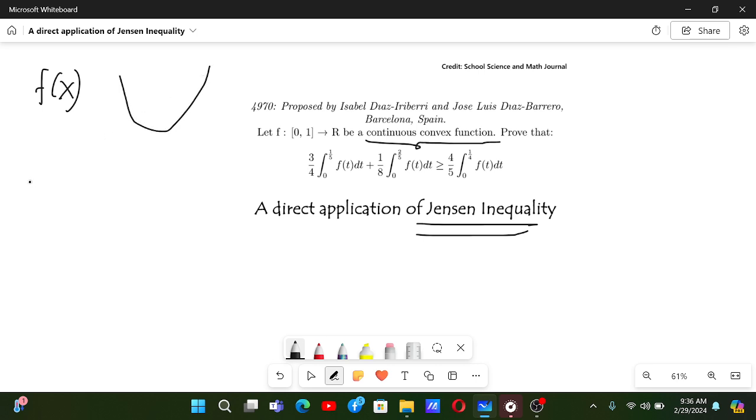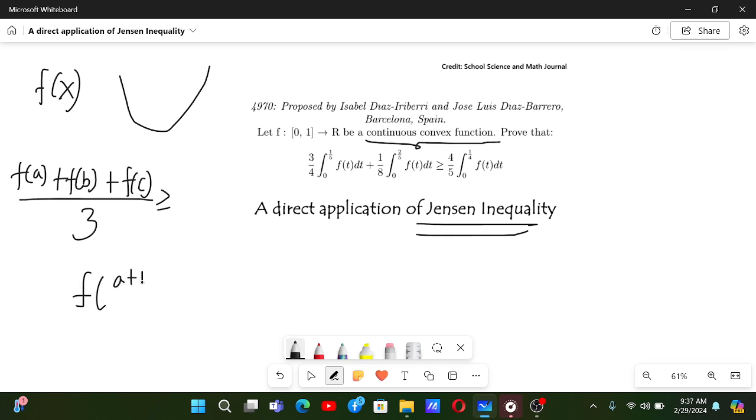So in this case, what happens is, let's say f of a plus f of b plus, let's say there are three variables, f of c, by 3. The average of three variables will be greater than or equal to f of (a plus b plus c) by 3. This is Jensen inequality. We will try to use this to prove it.